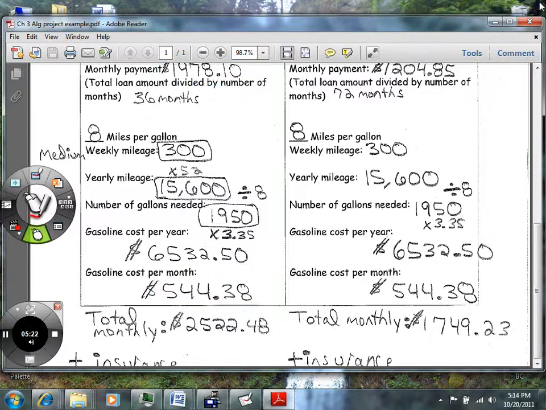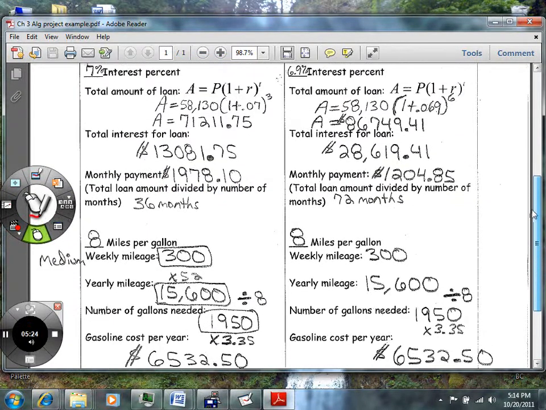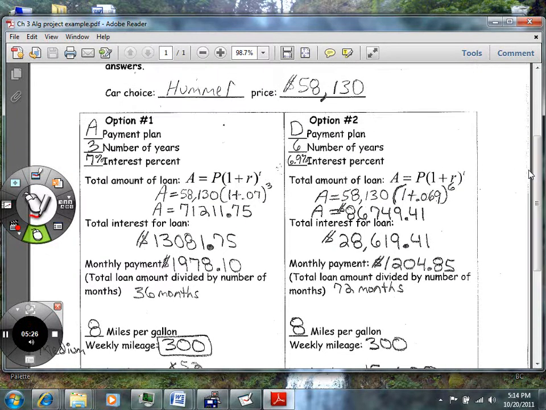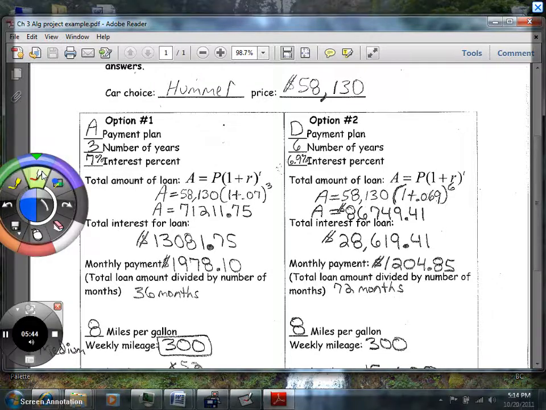So I'll show you a little bit of the different payment plan. So now I choose payment plan D, 6 years this time, and I'm going to get a 6.9% interest rate, so it's a little bit less. So when I do the loan, when I figure out the amount, I plug in the same amount for the P. The rate's a little different because it's 6.9, so that's going to be 0.069. I'm raising it to a different number of years. I'm raising it to 6 years right there.